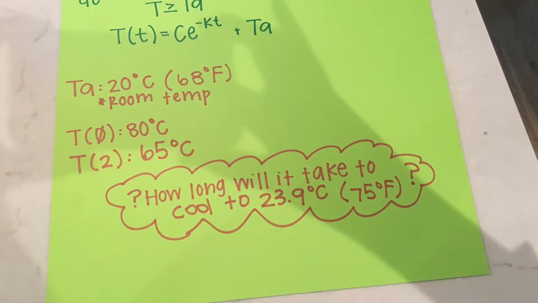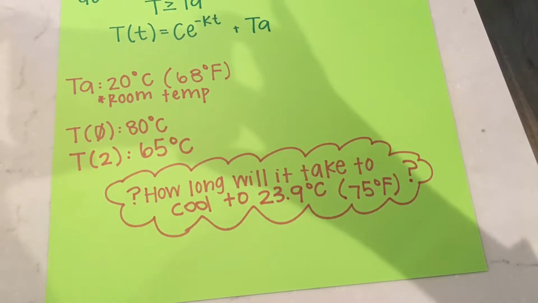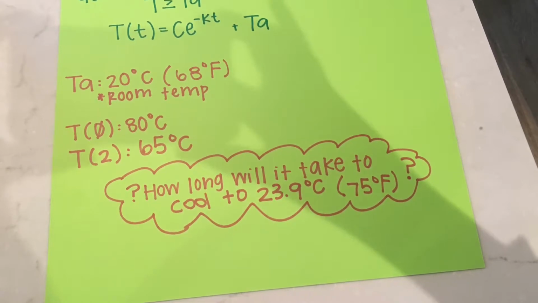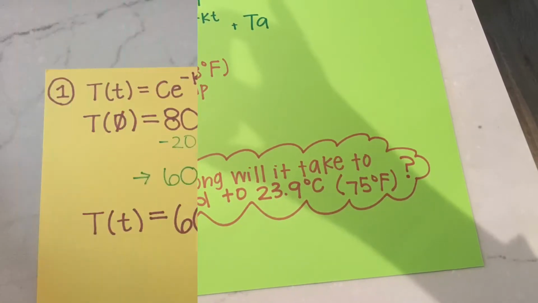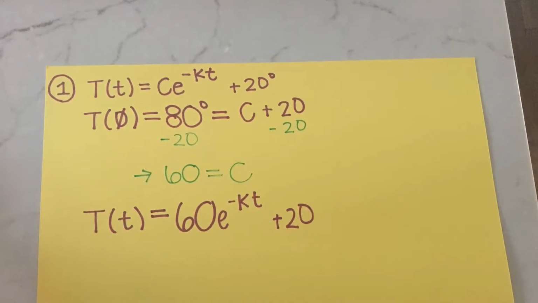And after taking this information, we want to know how long it will take for our pie to cool to 23.9 degrees Celsius, or 75 degrees Fahrenheit. So the first thing that we are going to do is solve for the constant C.